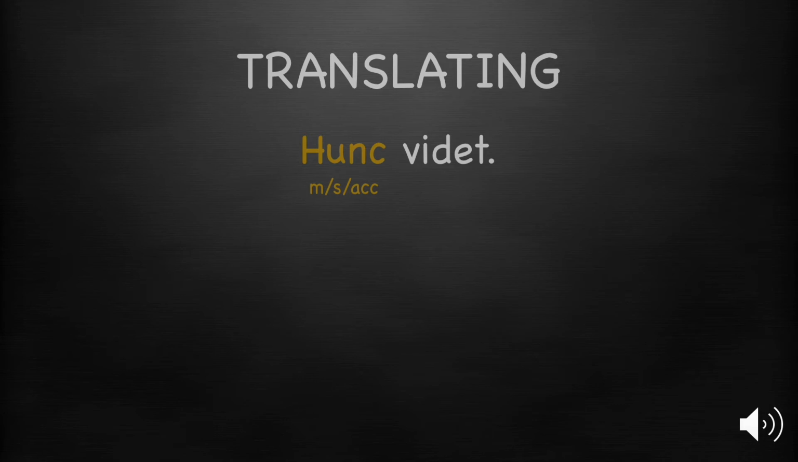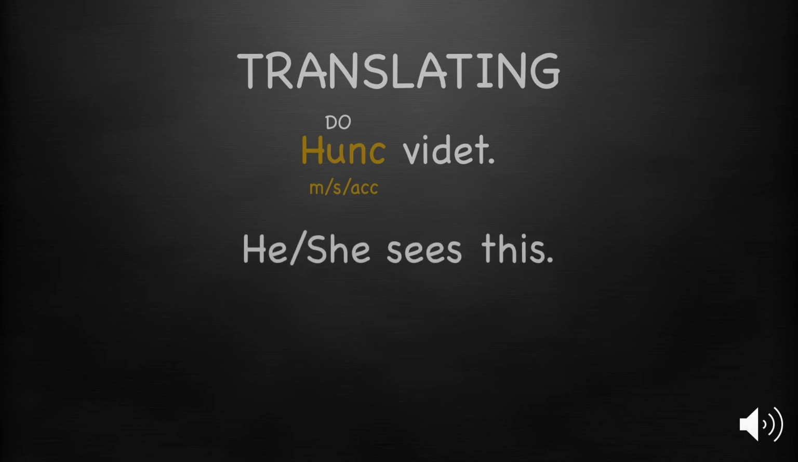Now, it is not modifying a noun. There's no noun in the sentence for it to modify. That means that this demonstrative must be functioning as a pronoun. It must be replacing a noun. So, when we label hunc, we're going to label it as the direct object because the noun that it replaced is functioning as the direct object. When we come to translate the sentence, we translate it as he or she sees this. This is the translation of our demonstrative, and the demonstrative is replacing a noun, functioning as a pronoun, so it is our direct object. He, she sees this.